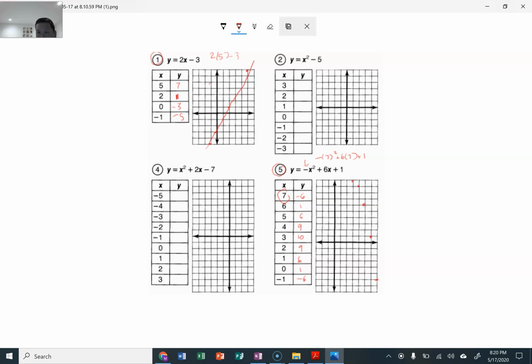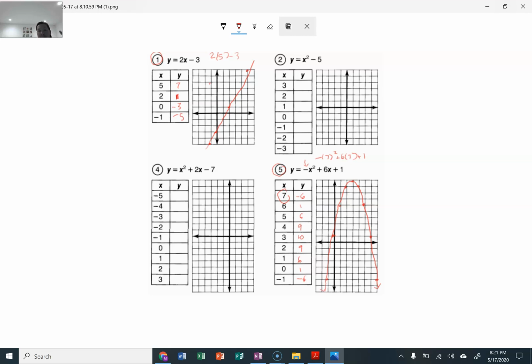Then I have 2, 9, then 1, 6. Notice how these points are mirroring each other on the left and right side of the curve. I have 0, 1, and -1, -6. Then you finish off by graphing everything else and connecting. You're not going to get a straight line. Remember, if it has an exponent at all, you're going to see some curvature.